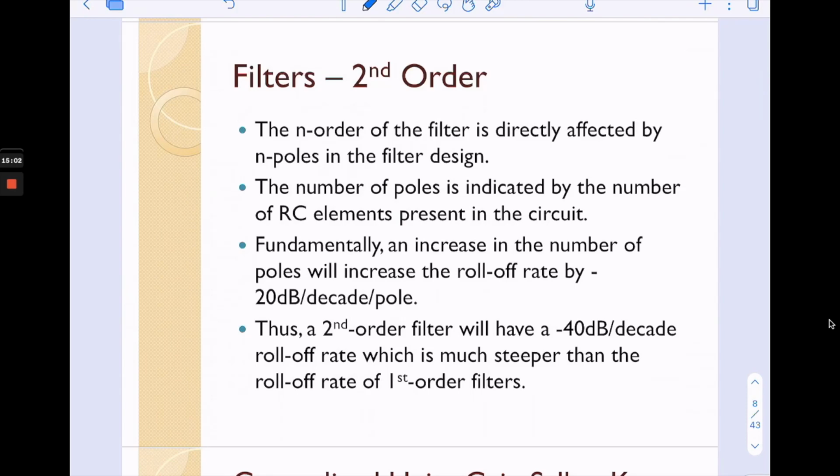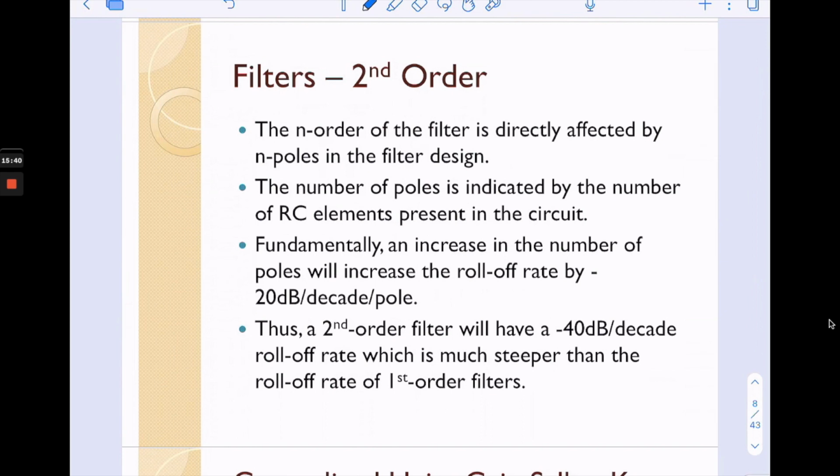Filters are second order. So the nth order of the filter is directly affected by n poles in the filter design. The number of poles is indicated by the number of RC elements present in the circuit. Fundamentally, an increase in the number of poles will increase the roll off rate by 20 decibels per decade per pole. Okay, so if you have, like I mentioned before, 2 poles means negative 40 decibels, 3 poles 60 decibels, 4 poles is 80 decibels.